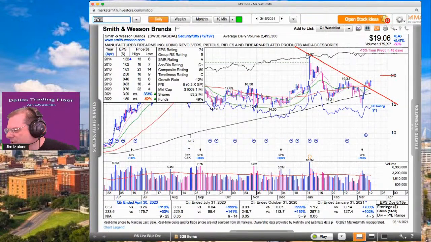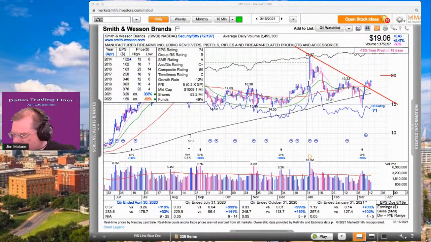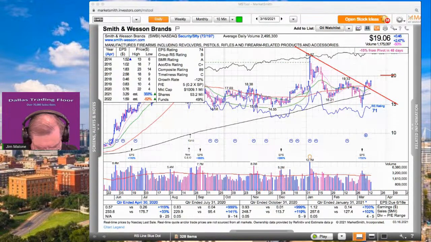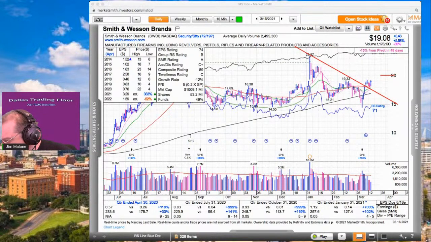Here's my viewpoint on this one. I think you've got to watch this possible reversal. That's sort of the way I'm looking at it.